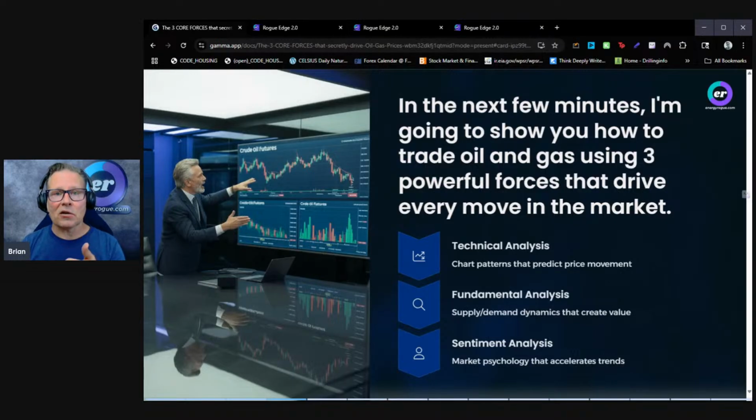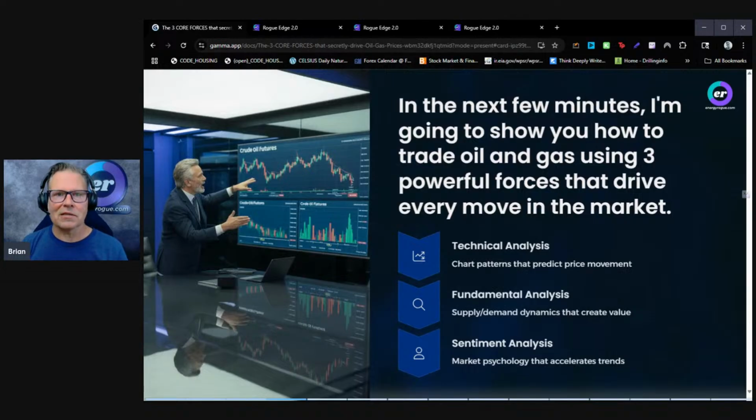So, one is technical analysis. Many traders start with technical analysis and end with technical analysis, but that's only a piece of it. That is one third of it. The other third is fundamental analysis. This is looking at supply and demand, storage, imports, exports. The last component is the art of what is actually happening in the marketplace, and that's sentiment analysis. So, market psychology that accelerates trends. That is what is driving the market. That is the market behind the market.